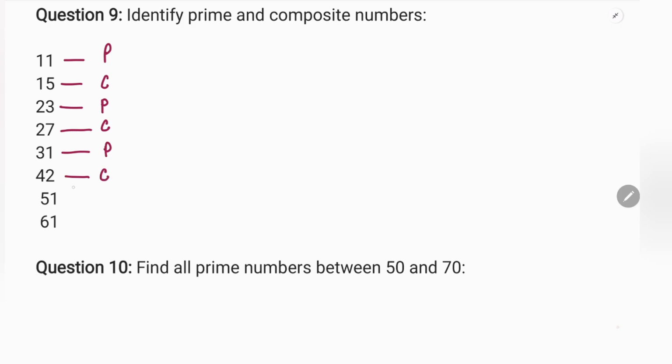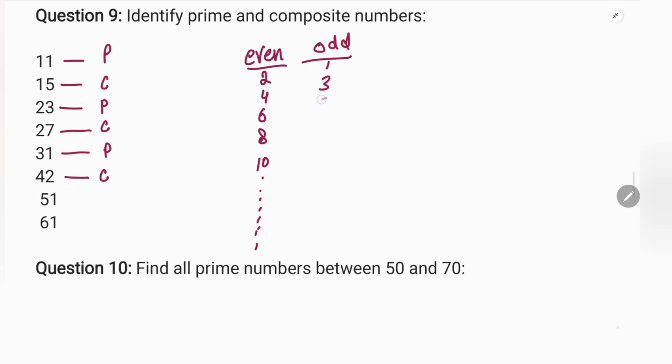All even numbers. What are even numbers and what are odd numbers? Even numbers are multiples of 2. Okay, which are 2, 4, 6, 8, 10 and so on. Any number which can be divided in two equal parts are even numbers. Odd numbers, 1, 3, 5, 7, 9 and so on, they are odd numbers, right? So if you see any even number, a number ending with 2, 4, 6, 8, 0, they are always composite. Okay, so 42 is composite.